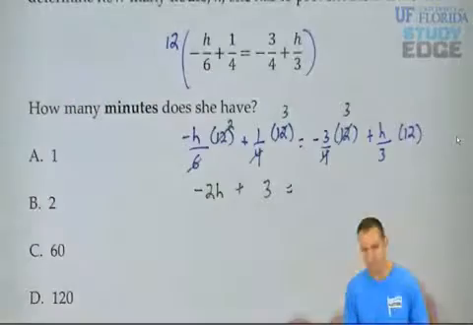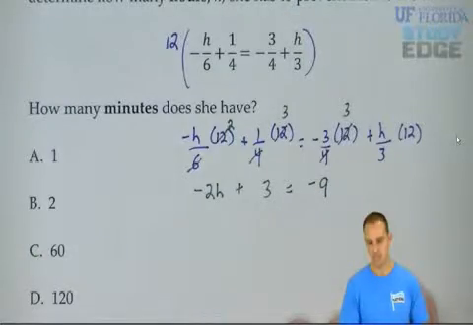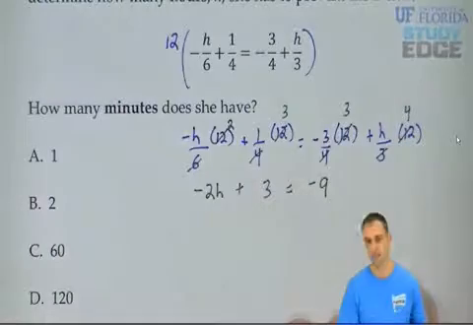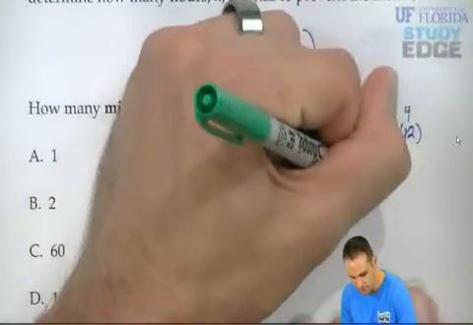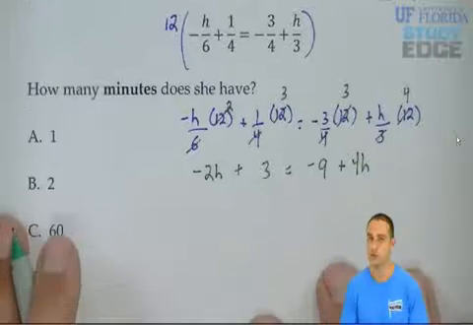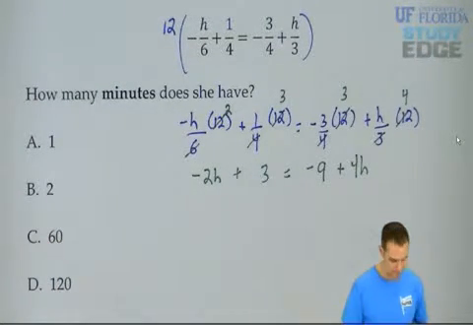4 goes into 12 3 times. Negative 3 times 3 is negative 9. 3 goes into 12 4 times. And h times 4 is going to give you 4h. Once again, if you need to, pause the video, write that all down. That's a lot.